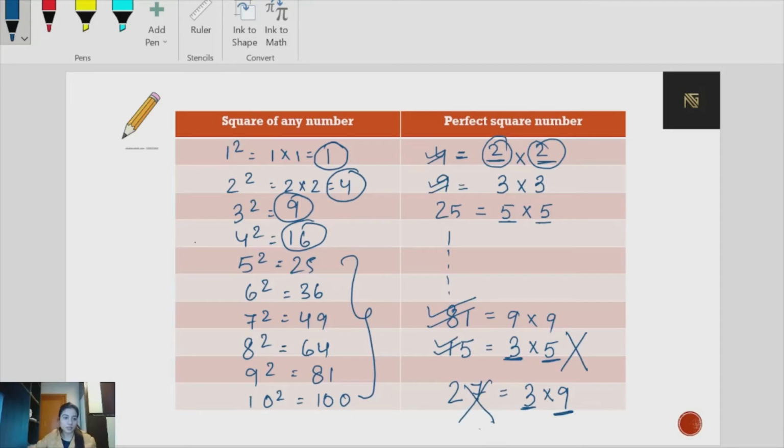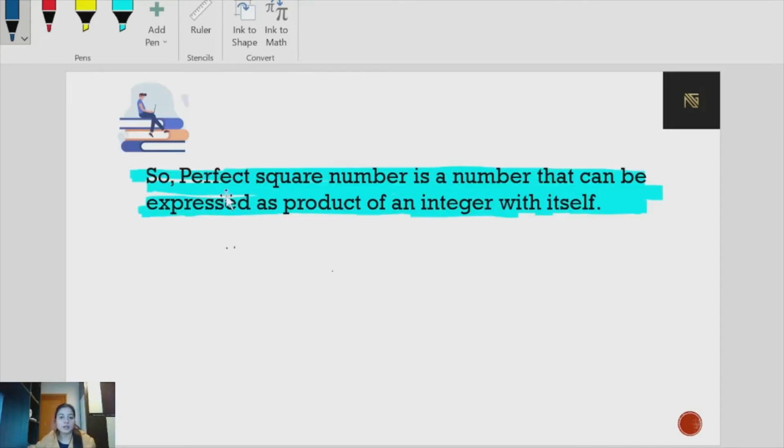So we can conclude that a perfect square number is a number that can be expressed as a product of an integer with itself. So when we can express any number as a product of an integer with itself, or the product of two same numbers, then that number is a perfect square number. Now we will solve one problem.